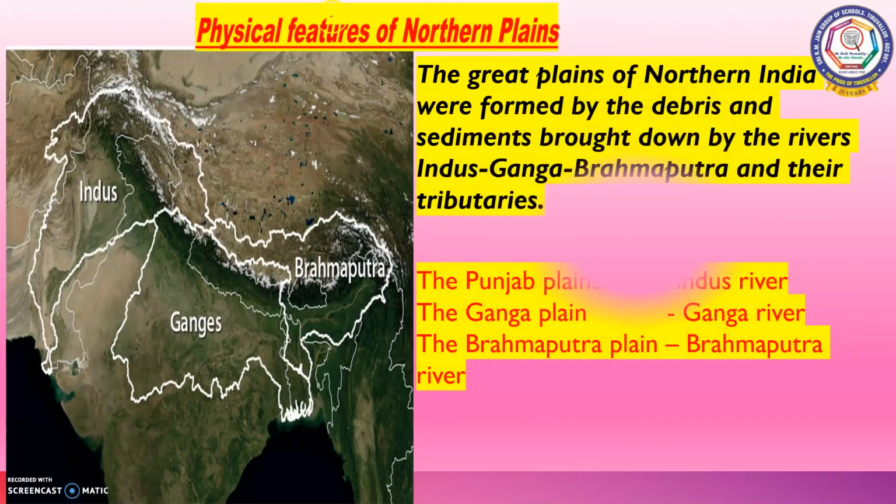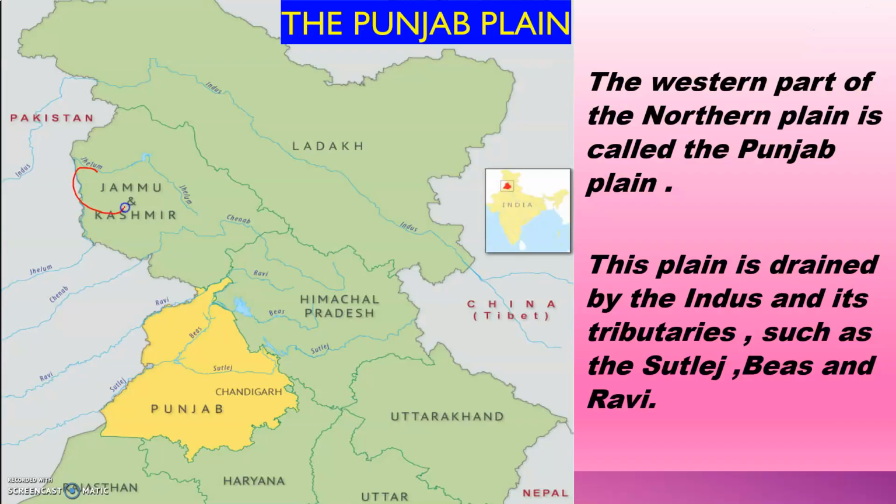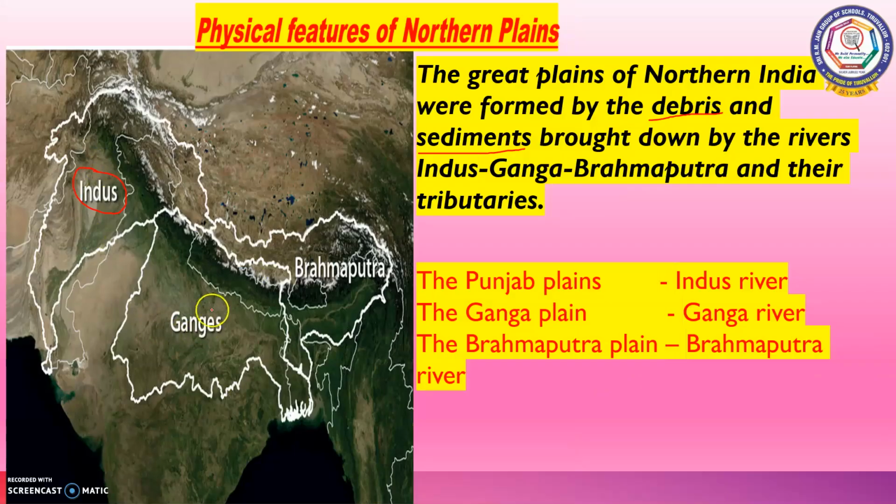Next, let us see the physical features of the Northern Plains. The Great Plains of Northern India were formed by the debris and sediments brought down by the rivers Indus, Ganga and Brahmaputra and their tributaries. The Punjab plain is drained by the river Indus, the Ganga plain by the river Ganga, and the Brahmaputra plain by the Brahmaputra river.